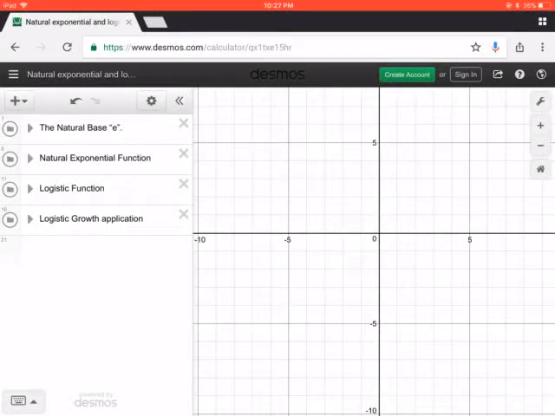Hey guys, in this video, trying something new with this screen recording. You're not going to have to look at my hands in this video at all. So that's a good thing, I guess. But in this video, we're going to be comparing what's considered the exponential function with the logistic function.